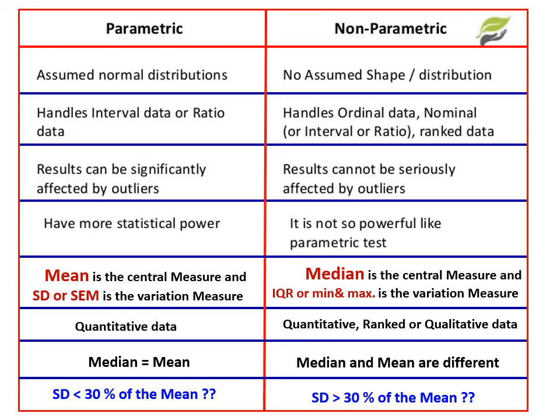The last point, we found this in some references. Some statistical box said that if standard deviation is small or less than 30% of the mean, this means that this data may be parametric, while if the standard deviation is higher than 30% of the mean, this means that this data is non-parametric. But there is a debate about this percent.